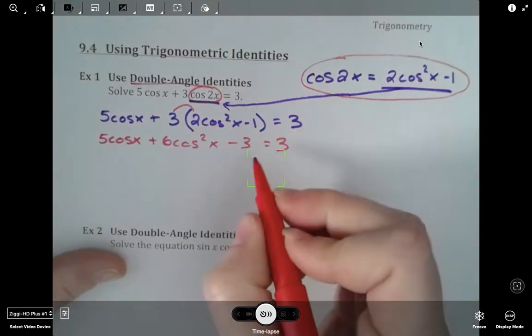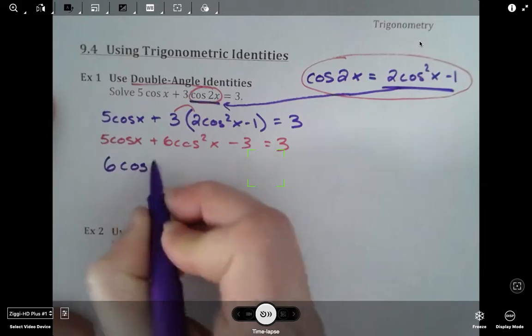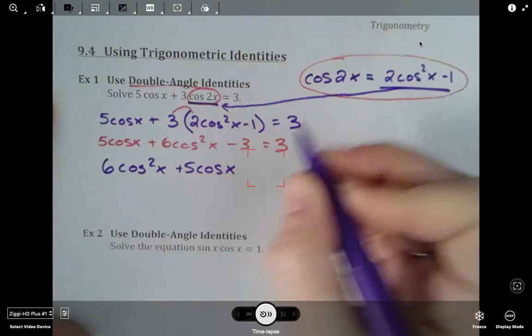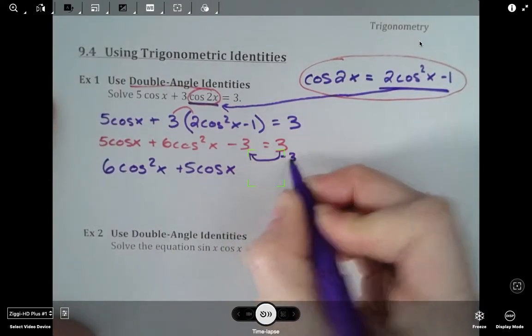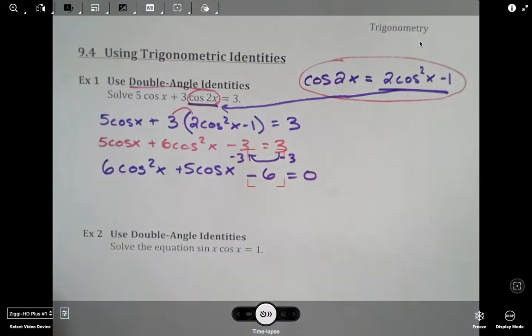Okay, so now what? We want to put stuff in order. Let's put the cosine squared first. So 6 cosine squared x plus 5 cosine x. And I'm going to move this 3 over to this side. So I'm going to subtract 3. That will make minus 6 equals 0, right? If I've got a squared and an x and then a number, I'm going to end up factoring. So I want everything on the same side, okay?